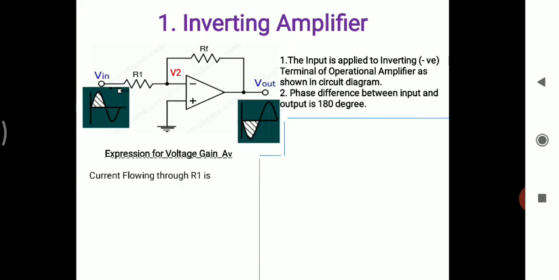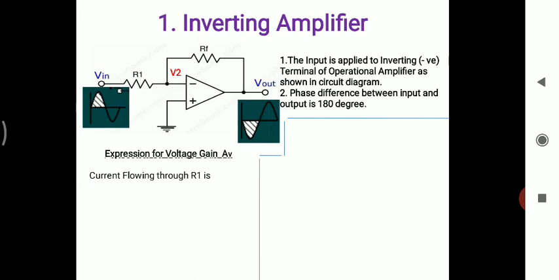First, we need to know what is the current flowing through resistance R1. That current which is flowing through resistance R1 will be moving towards the point V2. V2 is nothing but the voltage at that inverting terminal, and we know that the input impedance of the op amp is very high, ideally infinity. What is input impedance? Input impedance is nothing but the resistance offered at the input terminal of the op amp, and that input impedance is very high. It is ideally considered as infinity.